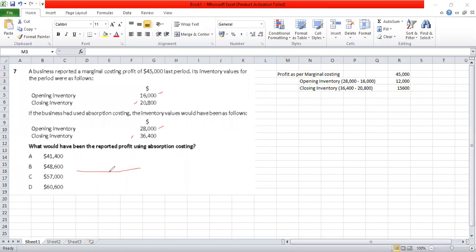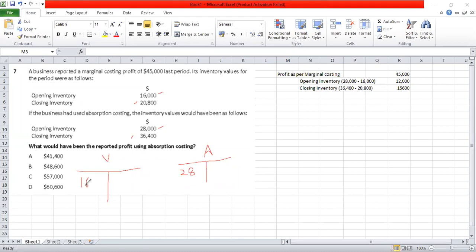So if we are talking about variable costing and if we are talking about absorption costing, absorption costing has accounted a higher opening stock, which is 28,000. But variable costing has accounted only 16,000 as the opening stock. So they have deducted less cost. Opening stock is a cost in the trading account. Variable costing deducted less cost, but under absorption costing, a larger amount of cost was deducted.